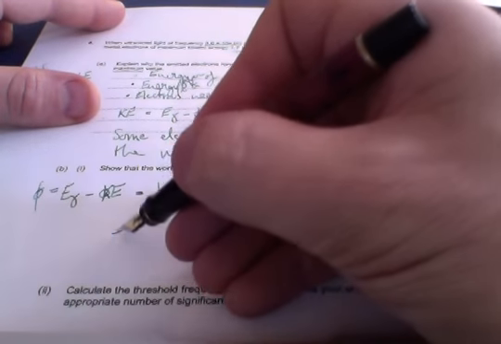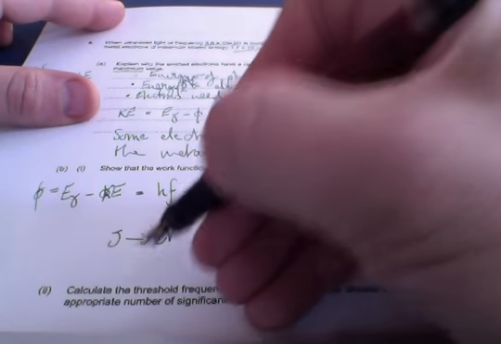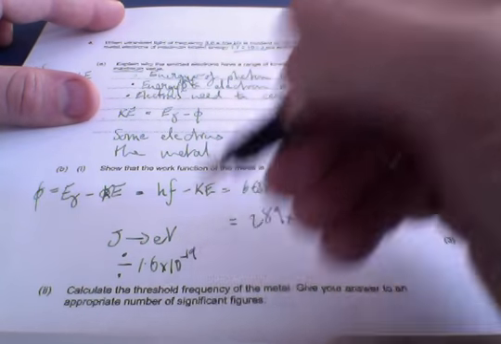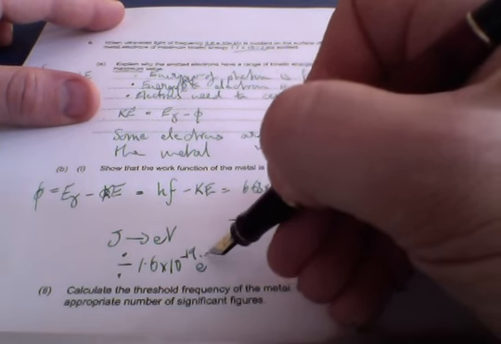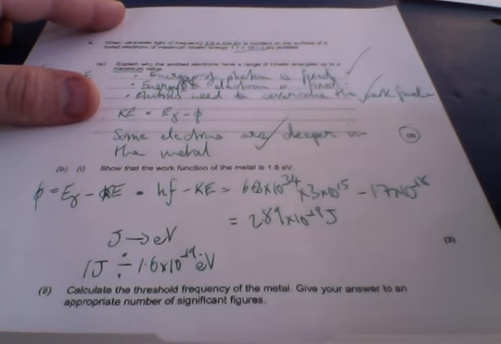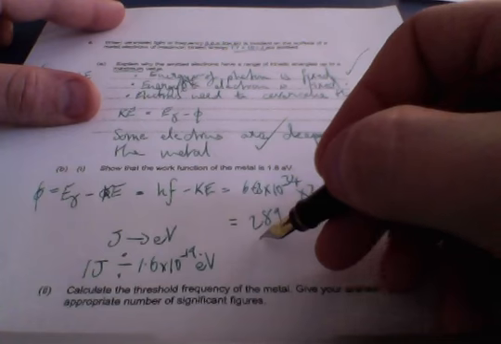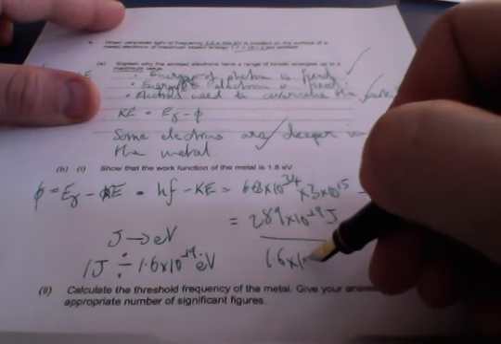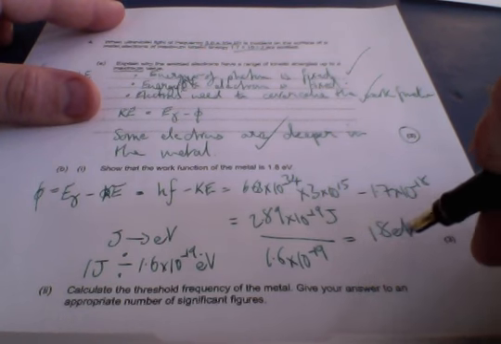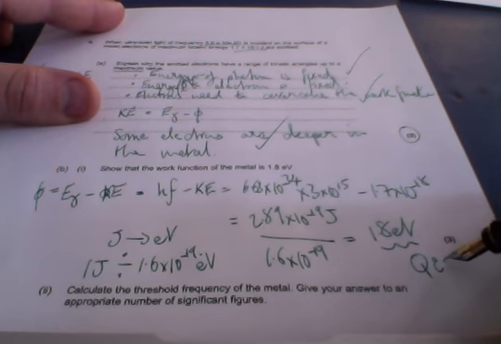And in order to convert joules into electron volts, I merely divide by the charge on the electron, the number of electron volts in 1 joule. So you divide this by 1.6, gives me 1.8 electron volts, QED.